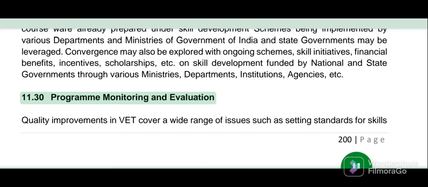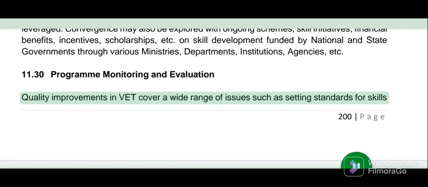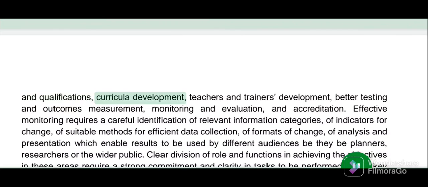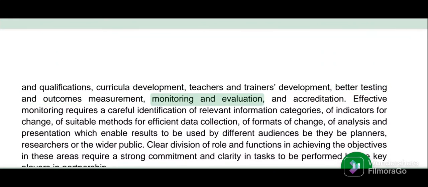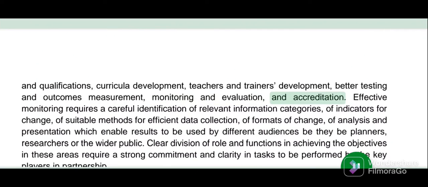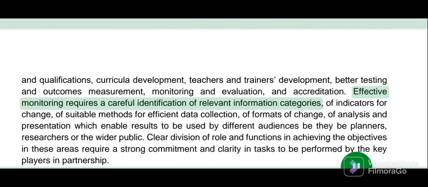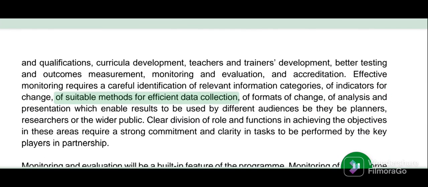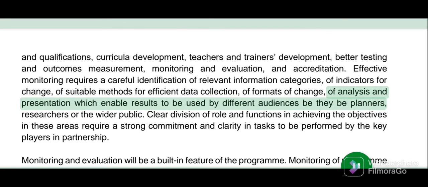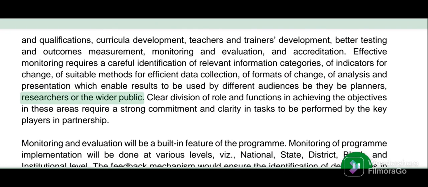11.30 Program monitoring and evaluation. Quality improvements in WET cover a wide range of issues such as setting standards for skills and qualifications, curricular development, teacher and trainer development, better testing and outcomes measurement, monitoring and evaluation, and accreditation. Effective monitoring requires a careful identification of relevant information categories, of indicators for change, of suitable methods for efficient data collection, and of formats of analysis and presentation which enable results to be used by different audiences, be they planners, researchers or the wider public.